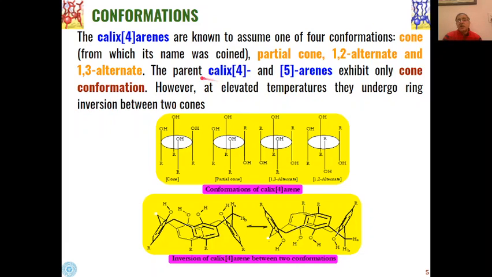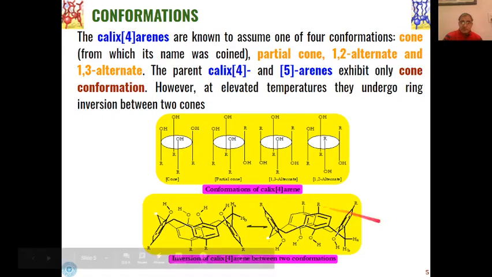The parent calixarenes, calix[4]arenes and calix[5]arenes, exhibit only the first one, that is the cone conformation. But if we increase the temperature, at elevated temperature they undergo ring inversion between 2 cones.